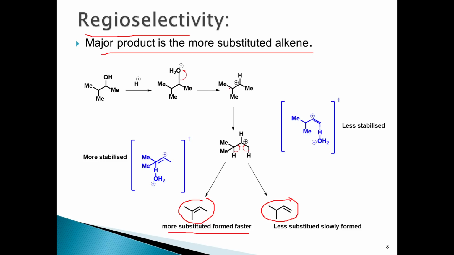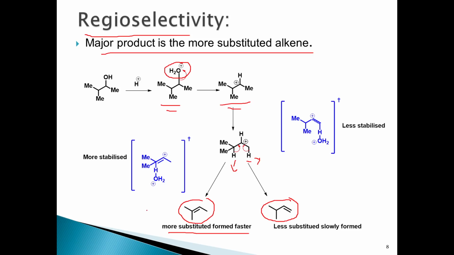So first again the protonation takes place, then we have the oxonium ion formed. This is known as the oxonium ion. So water is removed, we generate a carbocation. Then from this carbocation, either this hydrogen or this hydrogen can leave. There are two ways by which the base can attack. Either it can attack this hydrogen or it can attack this hydrogen. But the more substituted alkene is formed faster. I mean, this hydrogen will leave to form the more substituted product.